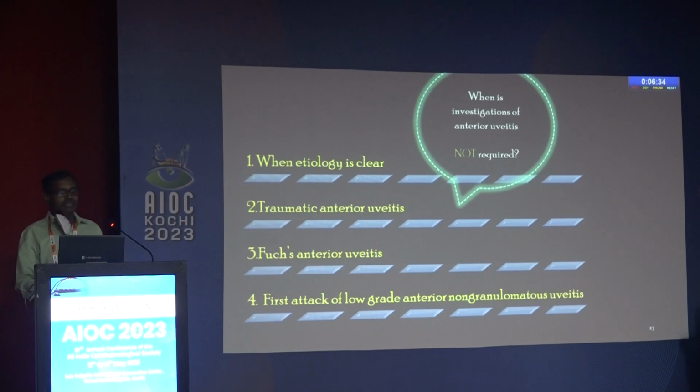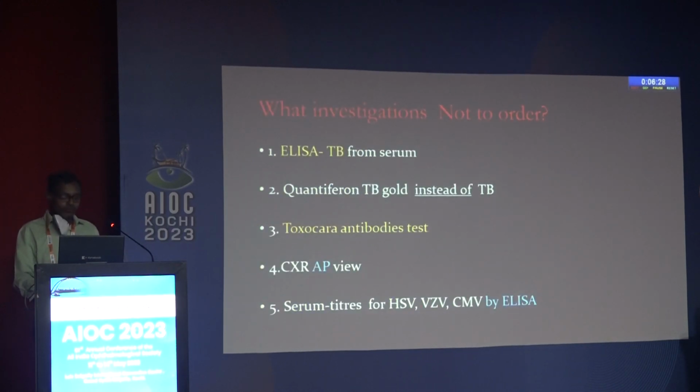When you are sure of the etiology, say a traumatic uveitis or a Fuchs uveitis, some people say low grade non-granulomatous. However, some investigations are meticulously mentioned not to be ordered. What are they? ELISA TB test. I see people still ordering it, but WHO has banned this test. Quantiferon TB Gold as a replacement for the traditional Mantoux? It's not a replacement, it's just supplementary. Toxocara antibodies are not validated.